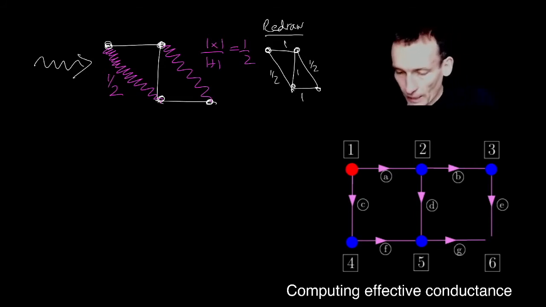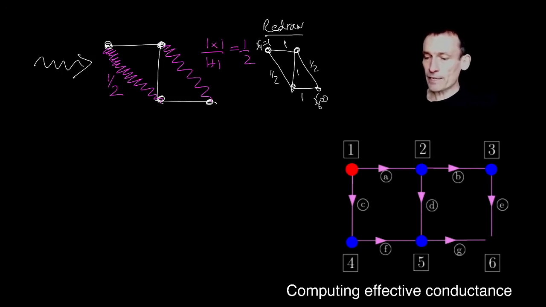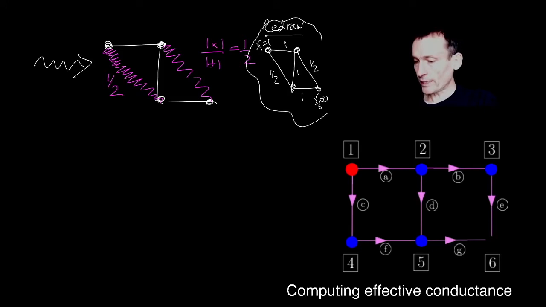So now this is my x1 is 1 and this is my x6 is 0. This is the effective circuit that I should consider and work out the effective conductance of. So this is better, isn't it? Because this has only got 4 nodes. So the size of all of my Laplacians and weighted Laplacians is going to be smaller. That's got to help me.